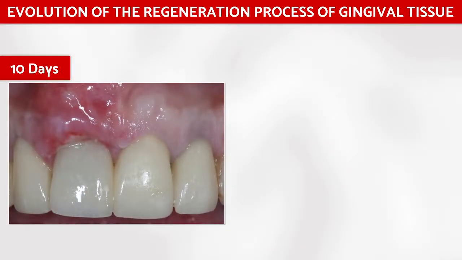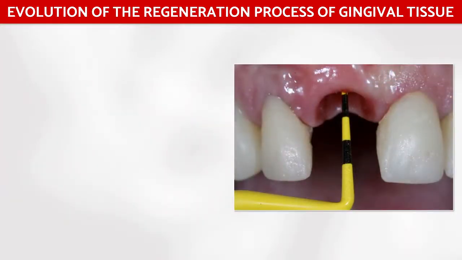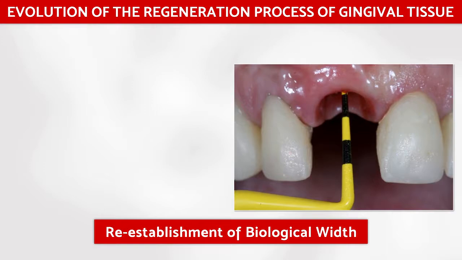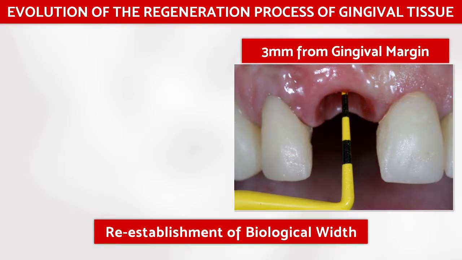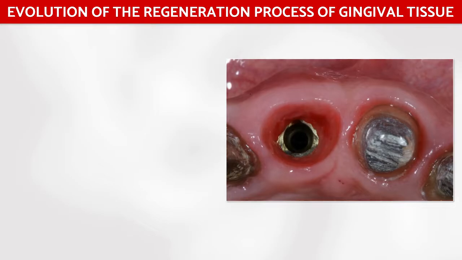Let's have a look at the evolution of the regeneration process of the gingival tissue. This is the post-op after 10 days. And here, after 4 months, after soft and hard tissue have healed, the biological width was retrieved. We have the reestablishment of the biological width, and we now have 3 millimeters from the gingival margin. Remember that the implant was placed 1 millimeter from the gingival margin in the coronal direction on the day of the surgery. And we have a thick soft tissue around the implant.